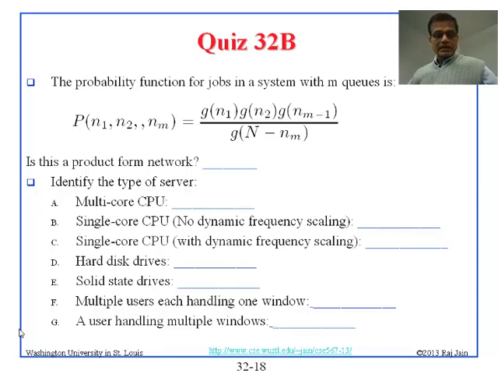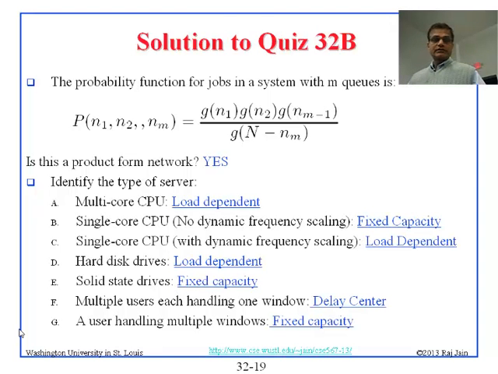So, you know. So I come to the answers. Okay, so the first question: is this a product form network? The answer is yes. You know why? Because this is a trick. Basically, this term could go in the numerator. This is just another function of n_m. So this is basically g(n1, n2, n3, ..., n_{m-1}) times a function of n_m. And so this is a product form.